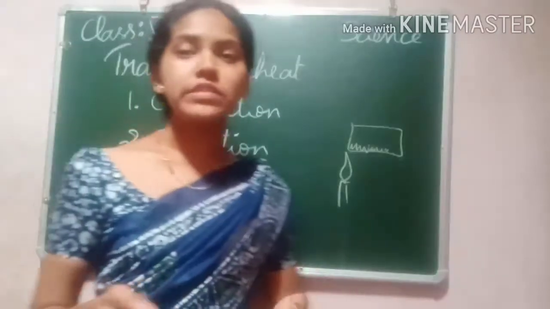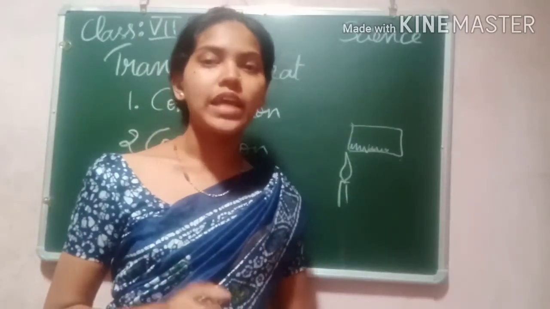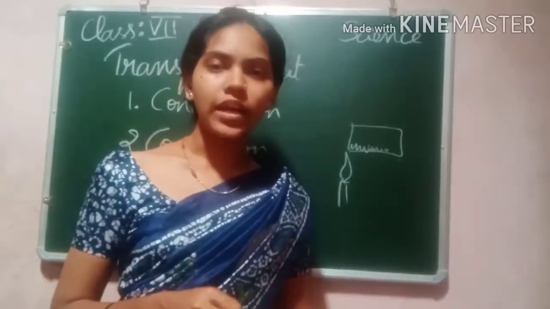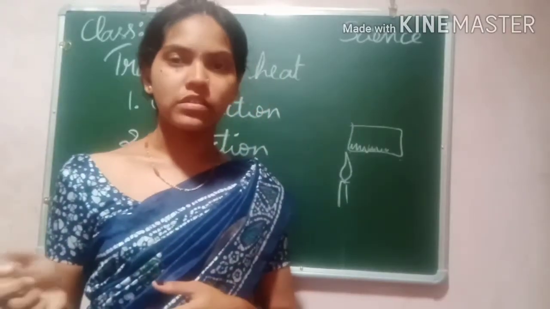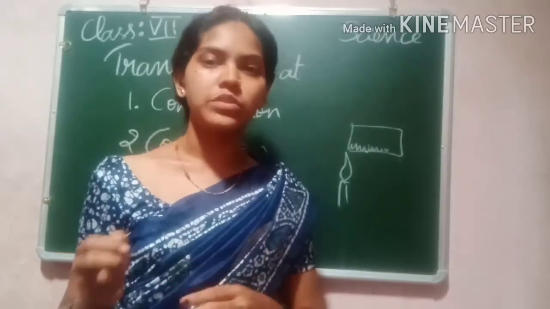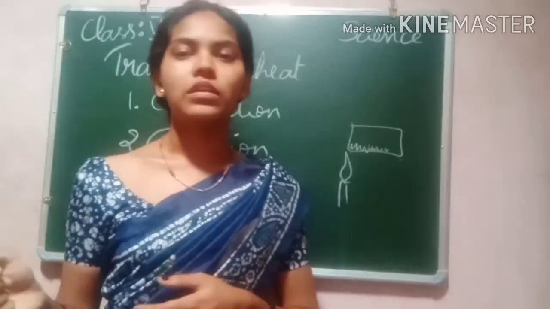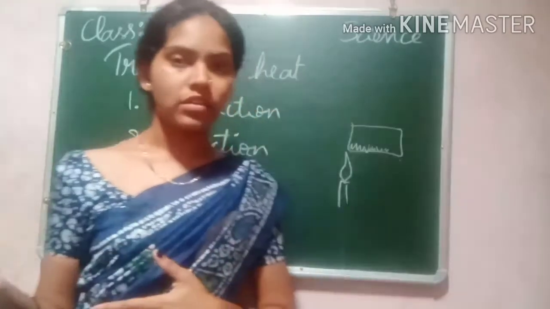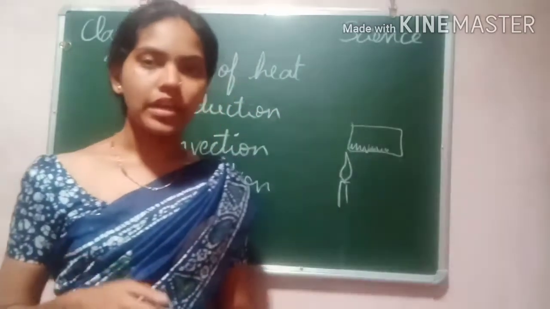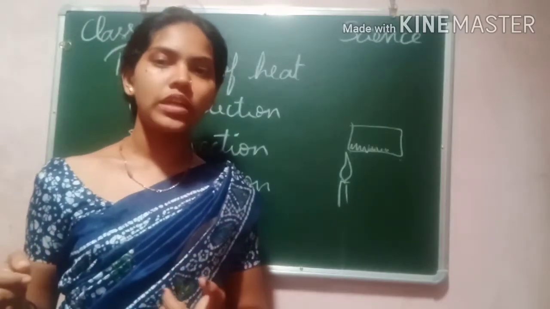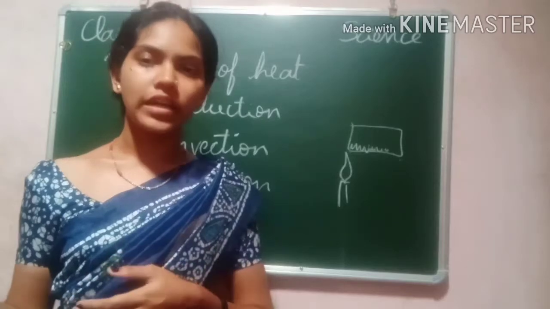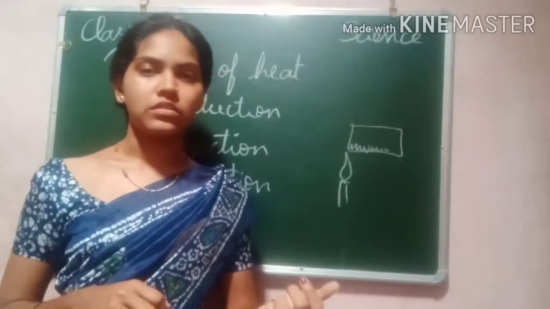The materials which conduct heat, we call them good conductors. And the materials which do not conduct heat, we call them insulators. We can classify the materials into 2 types: some are conductors, some do not conduct heat through them. The application of both conductors and insulators is very important in our daily life. We use so many materials which are good conductors and which are bad conductors.